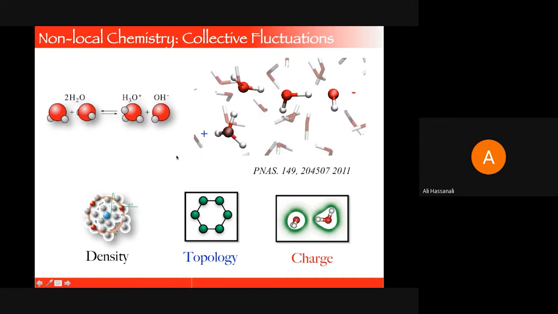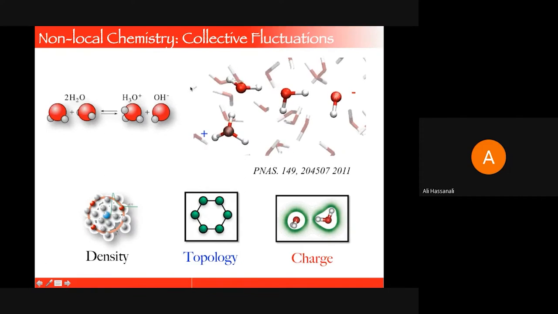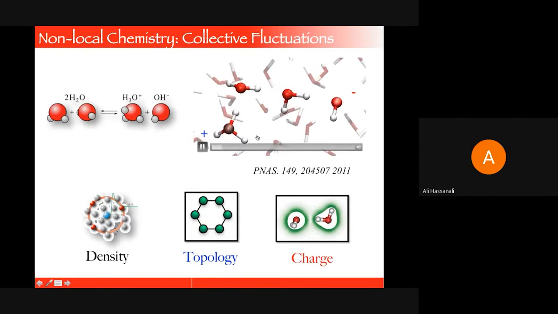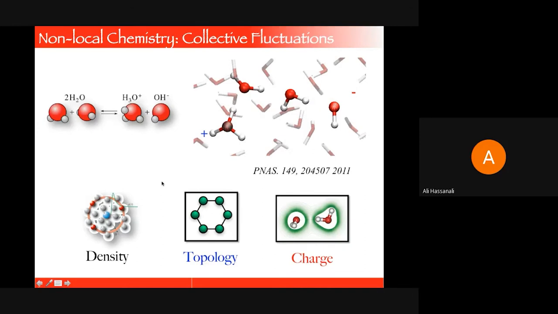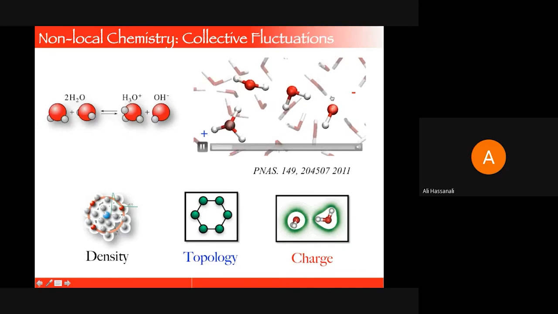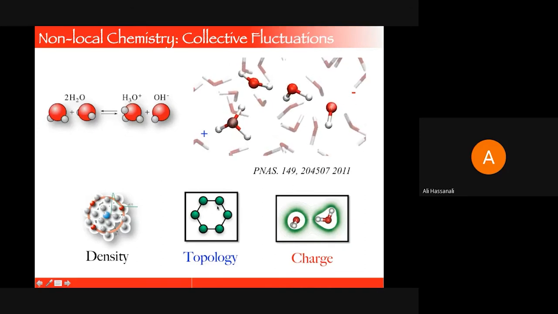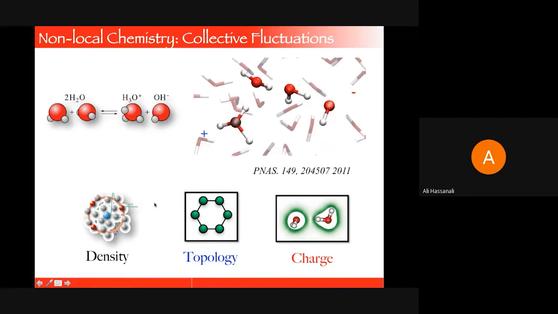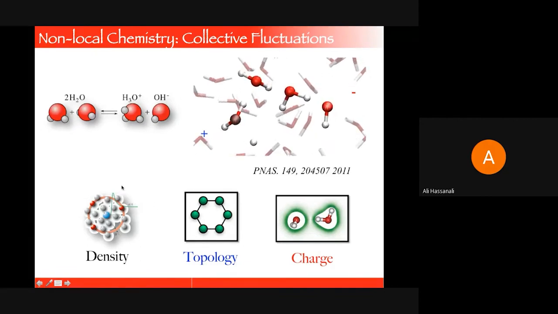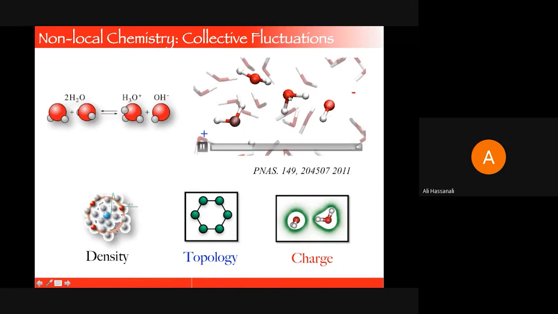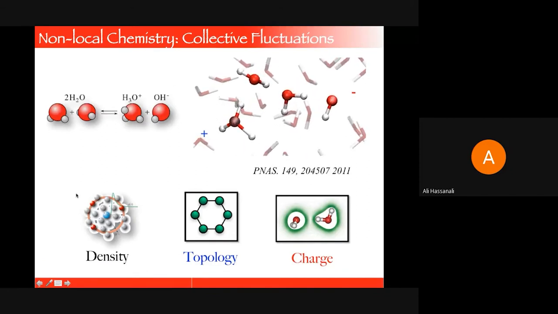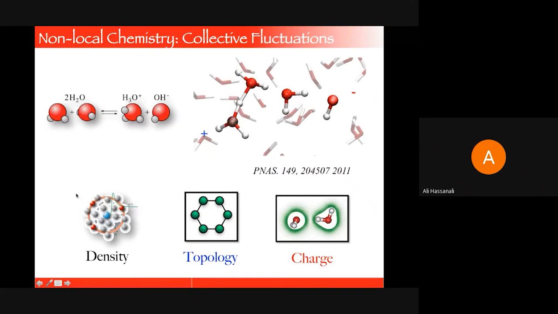So I want to play this movie for you, which is a movie of the time-reversed process of the ionization of water, which is the recombination. And I'll start to play it now. What you're going to see here, on the left side, is the positive charge, which is the hydronium ion, so this guy here. And then on the right side is the negative charge, which is the hydroxide. I'm only showing those ions with some water molecules sandwiched in between, and the rest of the bath is blurred out. And what you're going to see is something very interesting happen.